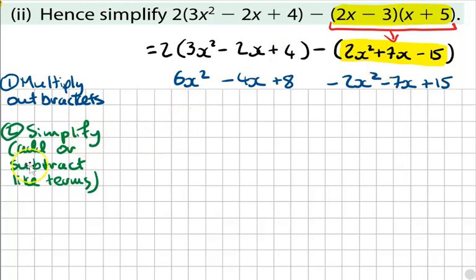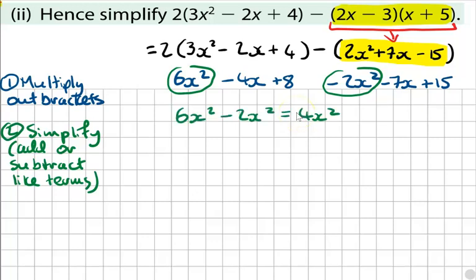Step 2, simplify, which means to add or subtract the like terms. So we're going to circle the x squareds and make sure that you include the minus here, or you will go wrong. And 6x squared minus 2x squared gives us 4x squared. Then we put a box around the x's. Make sure you include the minuses. So minus 4x minus 7x. If they're the same sign, we add them and then we keep the sign. So 4 plus 7 is 11, and we keep the sign, which is a minus. So we get minus 11x.